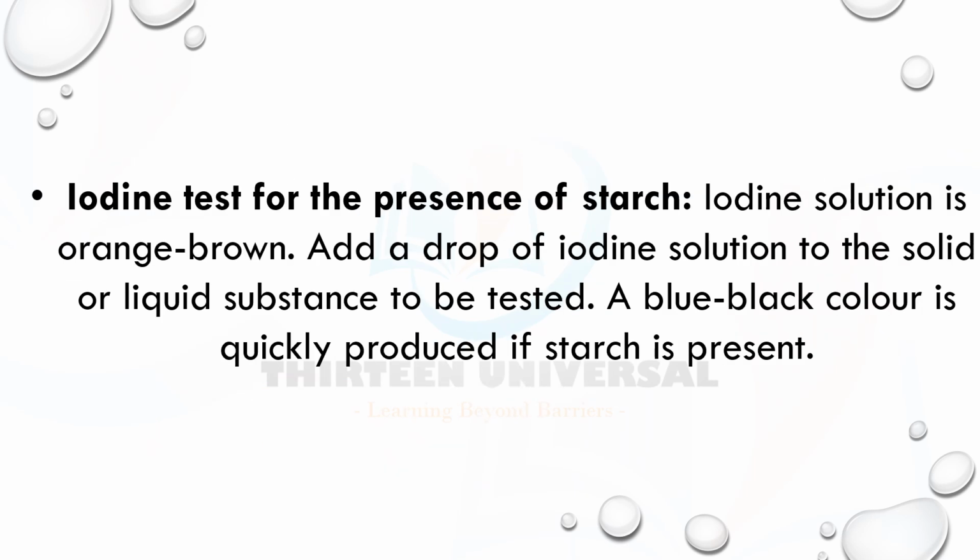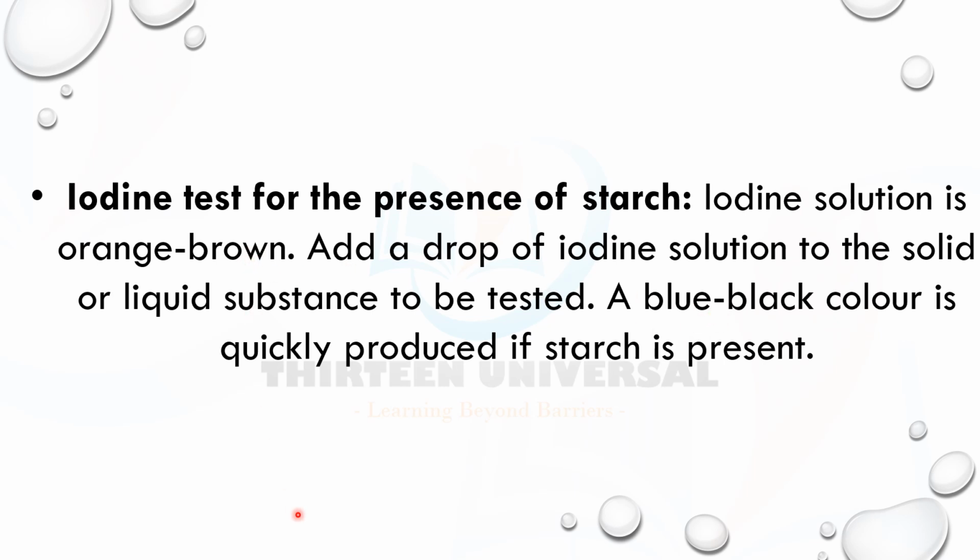Now, iodine test for starch quickly. This is the simplest test. Don't forget that iodine is the reagent: RPR, reagent, procedure, result. So the first thing to ask yourself is, what is the reagent? Iodine, and the color is orange brown. You add a drop of iodine solution to the solid or liquid substance to be tested. A blue-black color is quickly produced if starch is present. So once you mix them, if starch is present, the color will change from orange brown to what? Blue black. But if it's not present, it will remain orange brown.